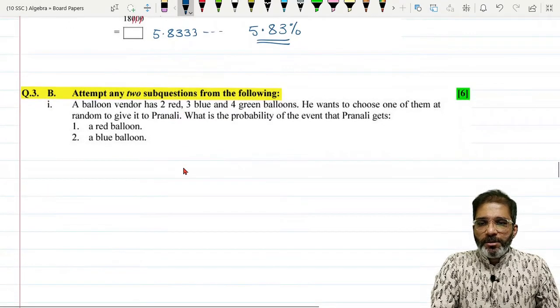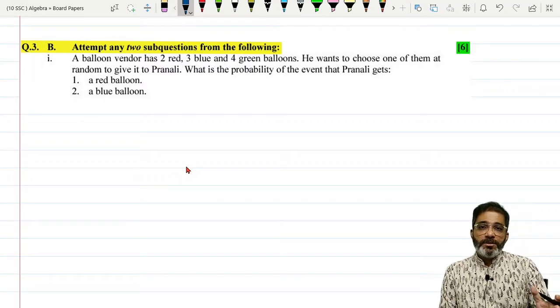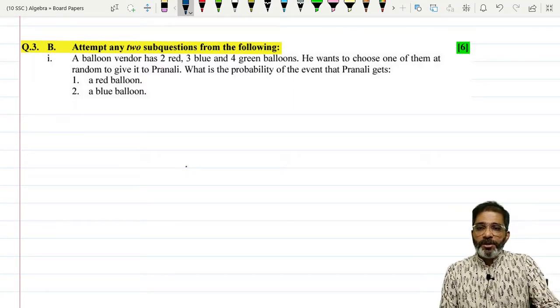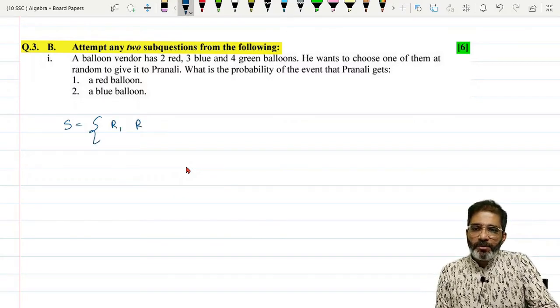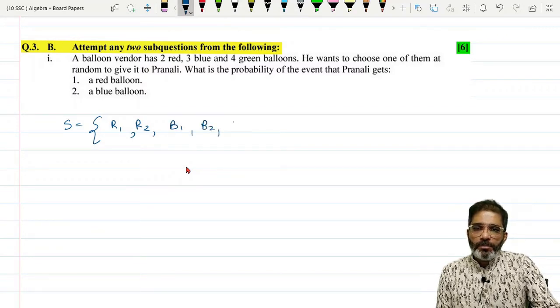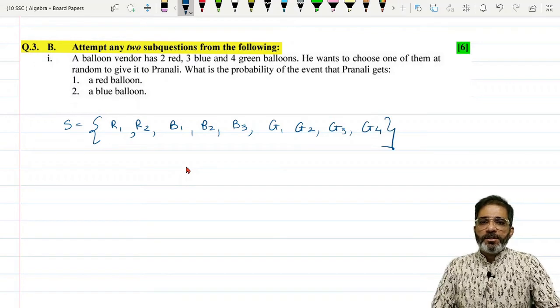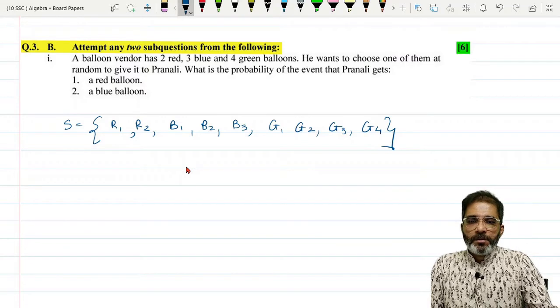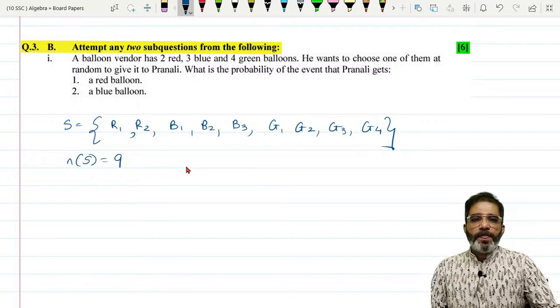That is question 3b. It is based on probability. So a vendor has 3 colors of balloon, that is 2 red, 3 blue and 4 green. So let us write down the sample space. We'll take the red as R. So we have R1, R2, blue B1, B2, B3, green is G1, G2, G3 and G4. Okay, so 4, 5, 6, 7, 8, 9. Total there are 9 outcomes. So n(S) equals 9.